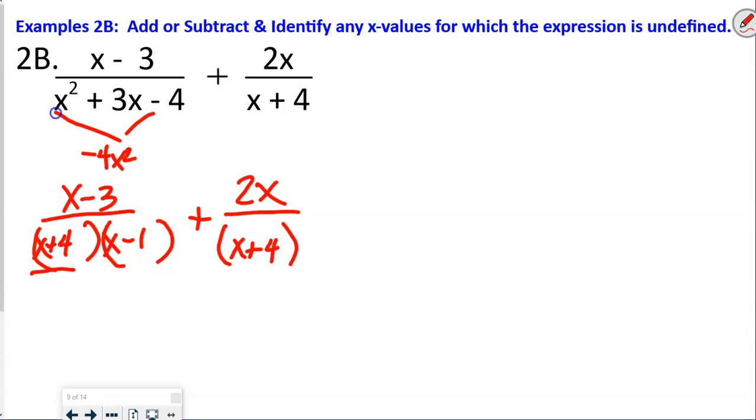So notice we've got the x plus 4 here and the x plus 4. What we don't have is the x minus 1. So I'm going to do x minus 1 here and the x minus 1 here because we've got to give them a common denominator.